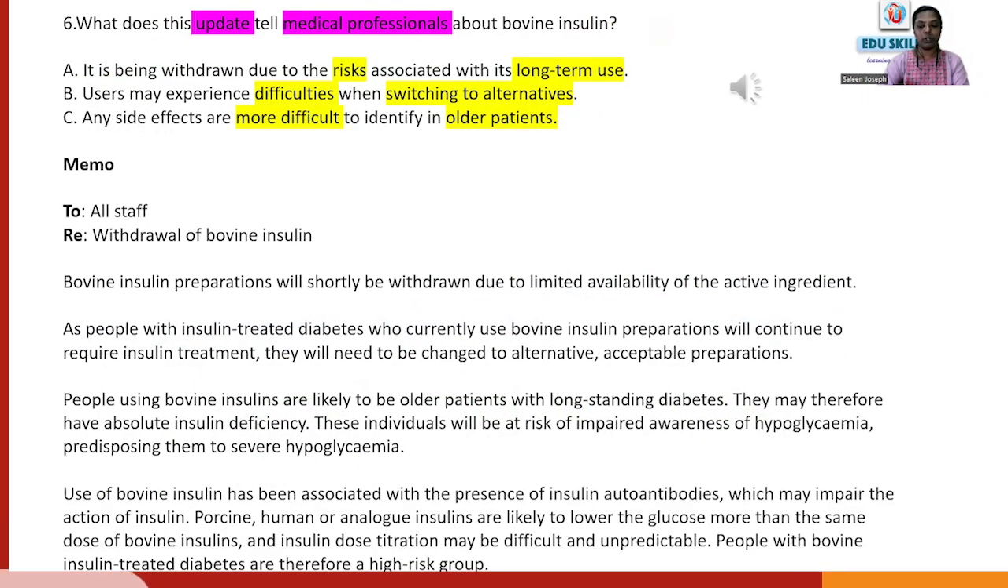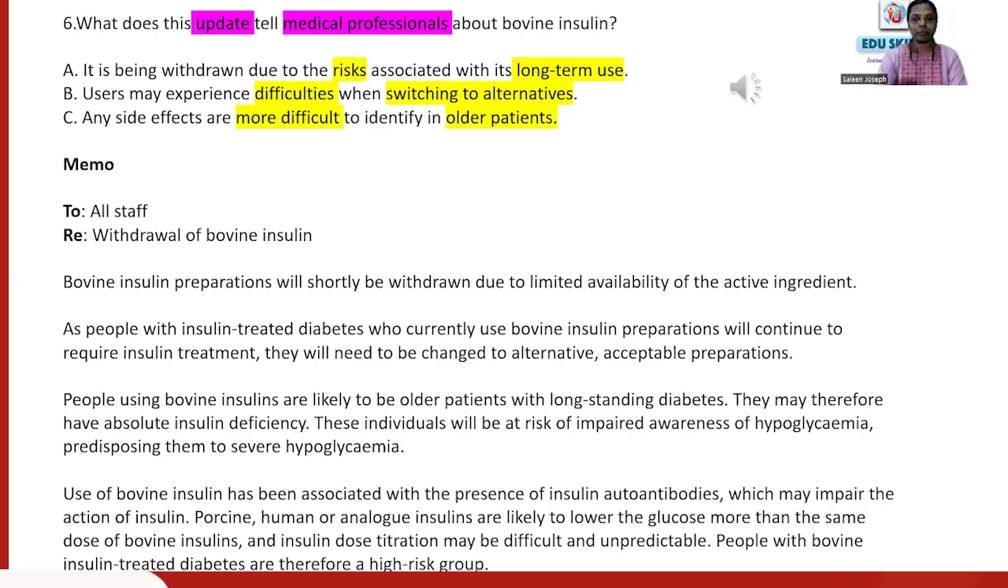Okay. Now moving on to question number 6. What does this update tell medical professionals about bovine insulin? Okay, so the update, in a sense, is almost the same as a guideline. What does it tell the medical professionals about bovine insulin? So option A, it's being withdrawn due to the risk associated with its long-term use. So you have the keywords like risk and long-term use. And B, users may experience difficulties when switching to alternatives. So you have the keywords like difficulties and switching to alternatives.